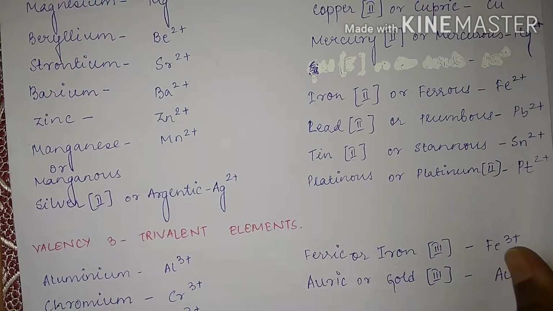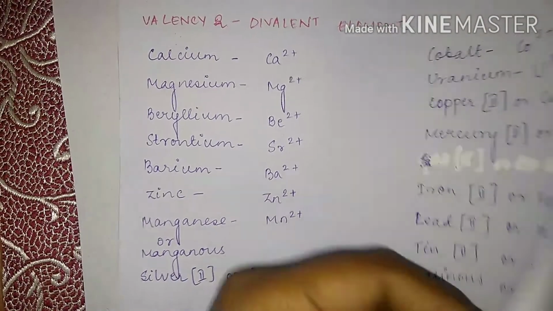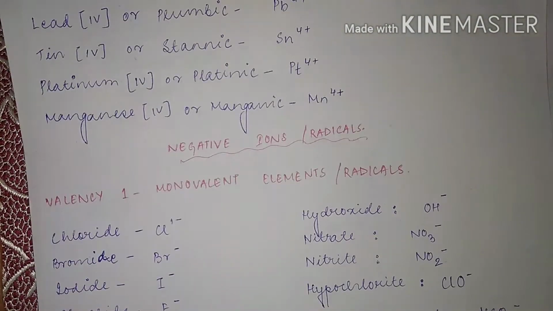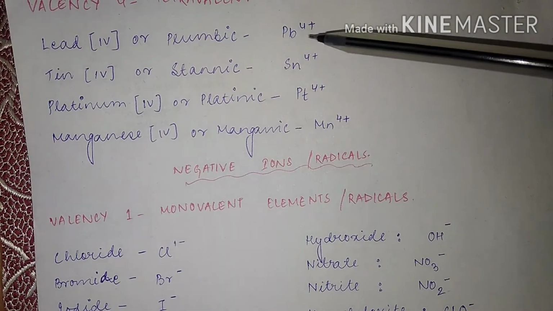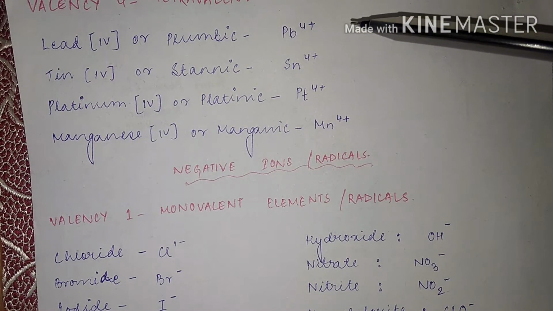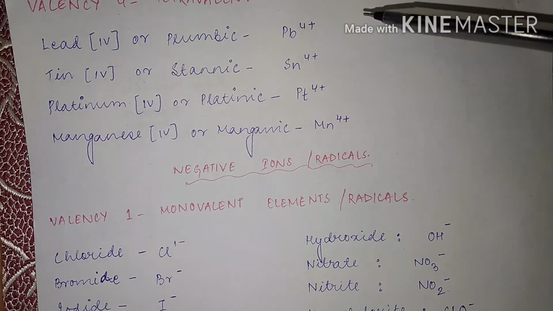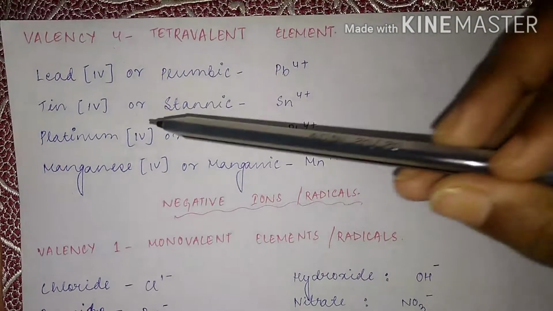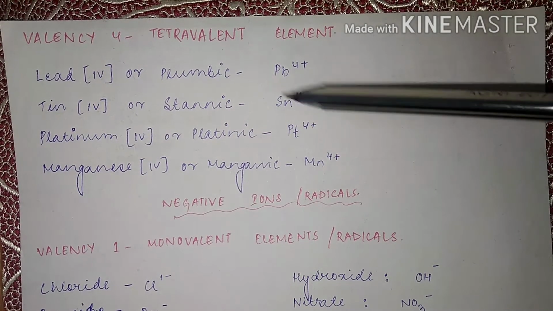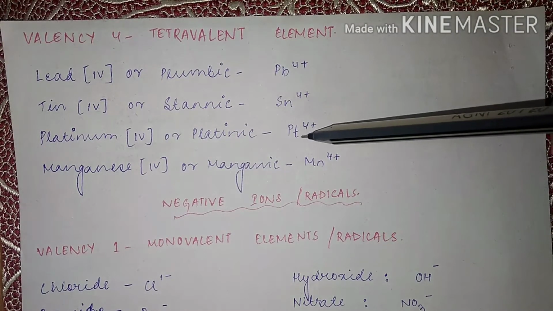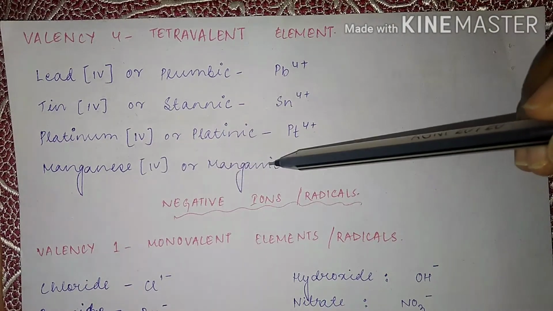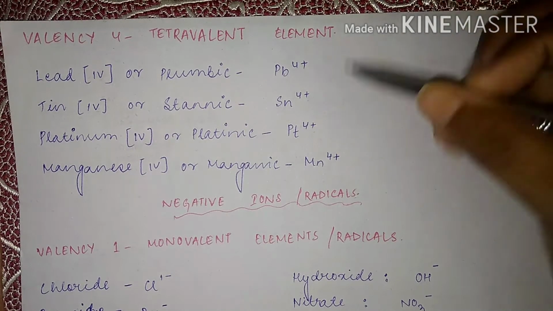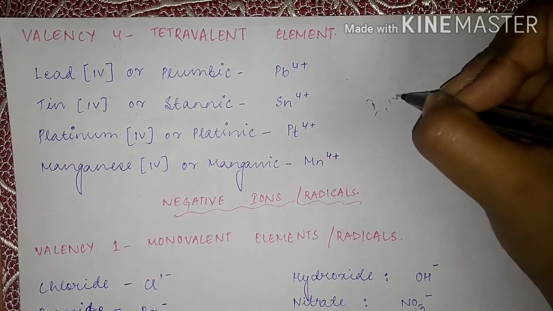Next we move on to valency 4, in which you have lead or plumbic, Pb4+. Note that we had lead in valency 2. Lead 3 is not present; lead 2 and 4 are present. Tin 4 or stannic, Sn4+, platinum or platinic, Pt4+, and manganese or manganic, also Mn4+. All these four show +2 and +4 valency.